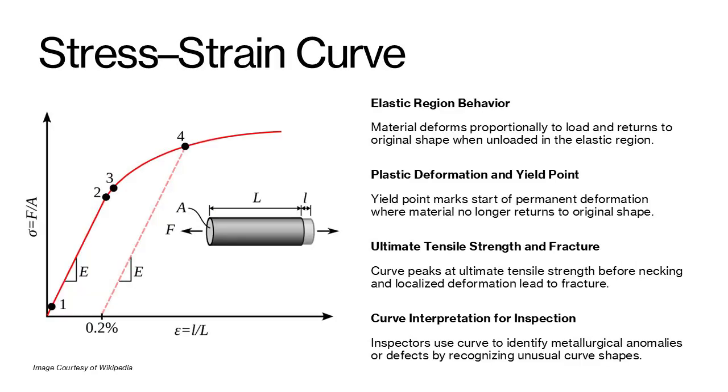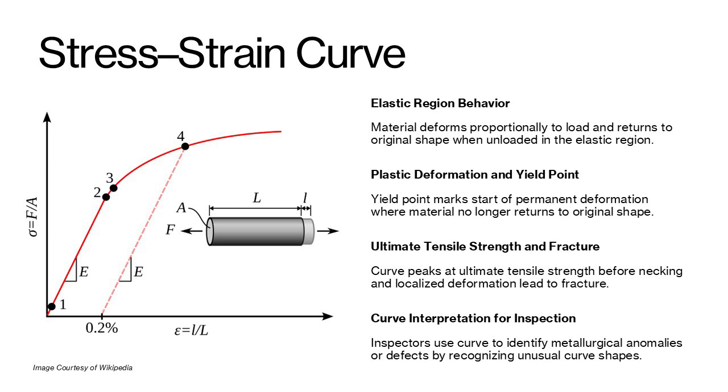The stress-strain curve provides a graphical summary of a material's response to tensile loading and is a critical interpretation tool for inspectors and weld engineers. In the elastic region, the material deforms proportionally to the applied load and will return to its original shape upon unloading. Once the yield point is reached, plastic deformation begins, indicating permanent changes in shape. Understanding the transition between elastic and plastic behavior is important when evaluating pressure-containing equipment because exceeding yield limits in service can lead to unacceptable deformation or progressive damage.